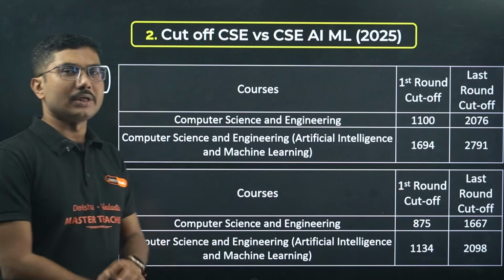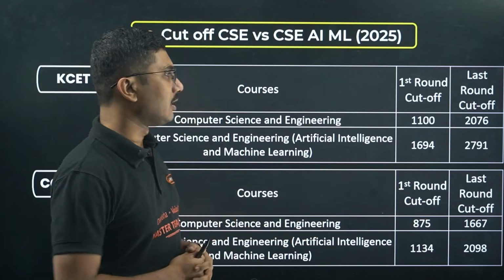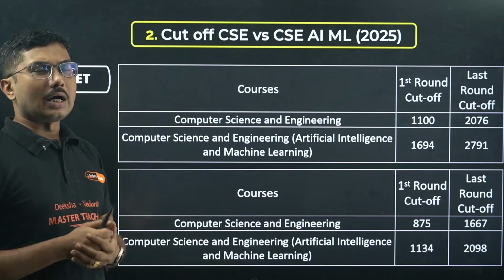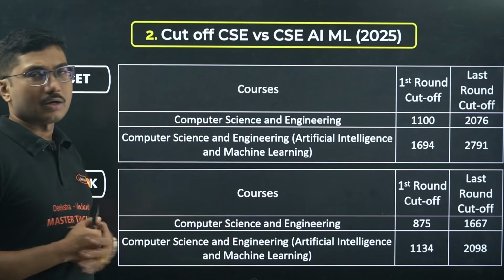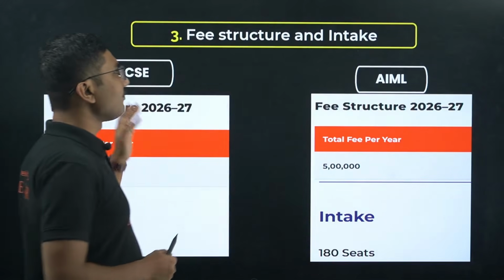If you belong to certain quota, the cutoff will change. So for that you can check the respective seat matrix when it arrives. Okay, so this is the basic idea about different courses and their cutoffs. Now let us look into the very important part, fee structure and intake.